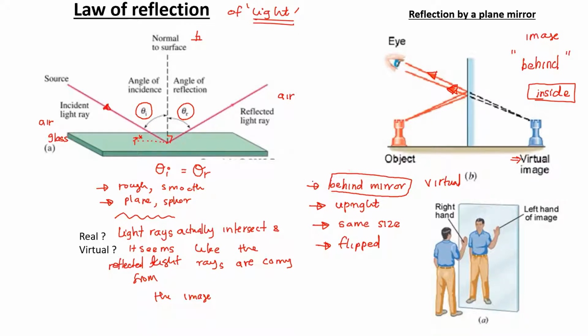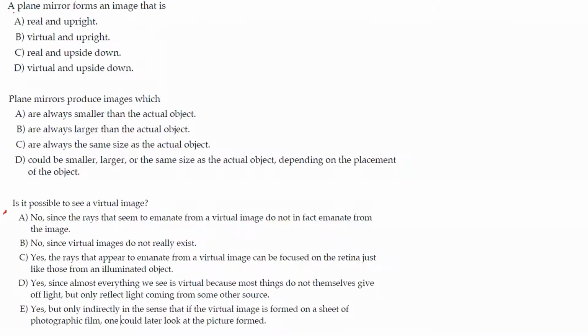Okay, so we are okay with this. So this word behind the mirror is important because when we go to the next type of mirrors, you will see that we need it. Behind the mirror, in front of the mirror, those words are important. So a plane mirror forms an image that is always virtual and upright. We know it, right? Because the image is formed behind the mirror, right? Plane mirrors produce images, see, same size.